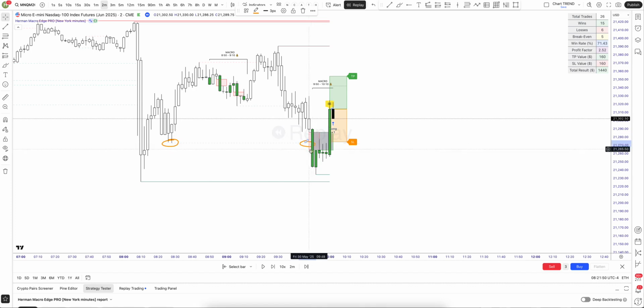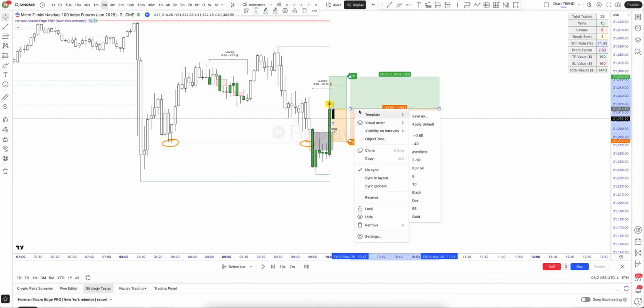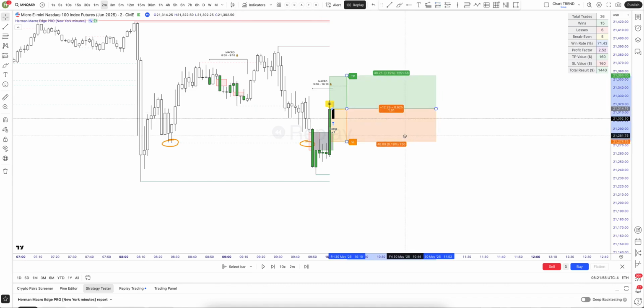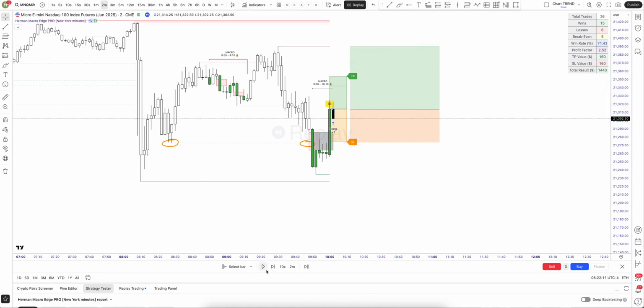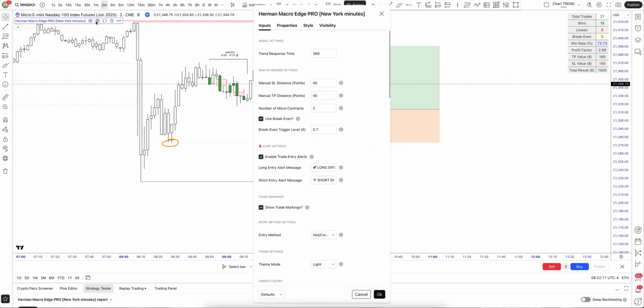Perfect setup. By default, for the New York session, the strategy uses a 40-point stop loss and take profit. But you can also consider targeting the nearest liquidity level instead of a fixed TP, especially when the confluence aligns. This setup gave us nearly a 2-to-1 risk to reward, a solid trade. Personally, I always enable the break-even option. You'll see it marked as a light dotted line within the trade markings.